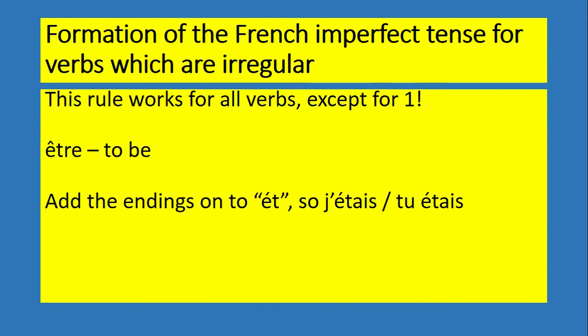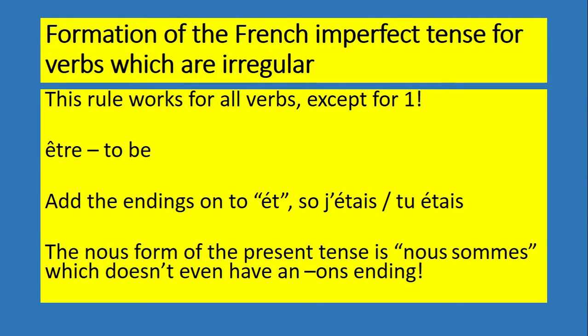Remember what the rule was to form the verb stem. Take the ONS from the nous form of the present tense. Well, what is the nous form of the present tense of the verb être anyway? It's nous sommes. There's no ONS to take off, so obviously this verb is never going to work. So just remember, for the imperfect tense, you add the ending onto the verb stem. The only verb which does not fit this pattern is être, and you add the imperfect endings onto ét. Simple.